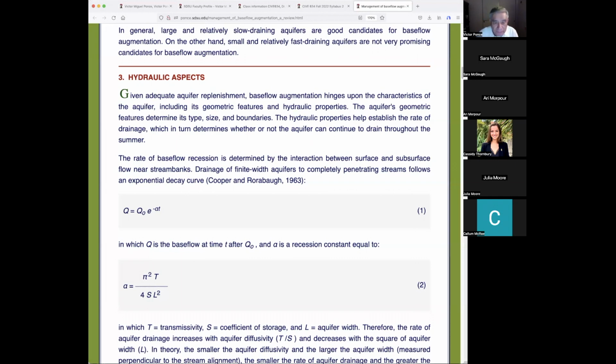Okay, so drainage of finite width aquifers to completely penetrating streams follows an exponential decay curve, which was studied by Cooper and Rorabaugh in 1963, I'm sorry. And then there's another paper by Rorabaugh, but I'm kind of surprised that I don't mention him. There are 2 papers, Cooper and Rorabaugh 1963, and then Rorabaugh 1966, I believe, which is mentioned in other publications. I believe this is a summary publication, because we have another publication, which is an entire book from which this report was put together, because what you're reading in here is just a journal paper.